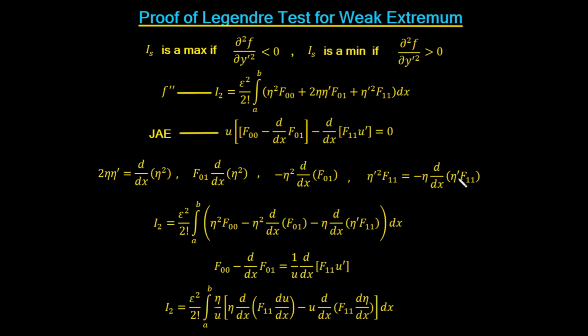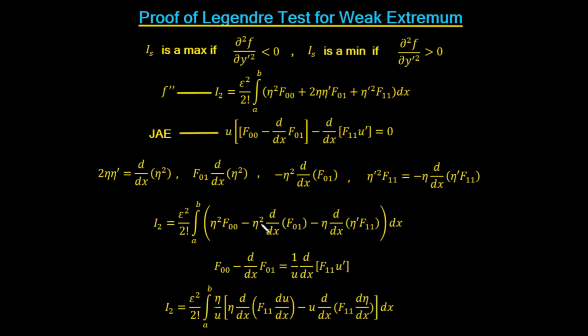And you can see that there we would have eta dash f11 would come out, and then we would differentiate the eta with respect to x, which would just give us an eta dash. So we would have an eta dash squared times the f11. So that's this term down here, and of course the minus sign would disappear because we would have the other minus sign from the integration by parts. So we're going to be left then with this equation here.